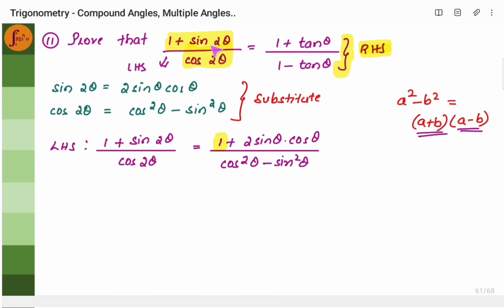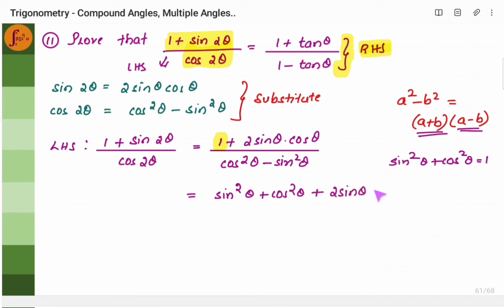Now, what we'll do, we'll substitute sin 2 theta. Sin 2 theta is 2 sin theta cos theta. Cos 2 theta is cos square theta minus sin square theta. We'll substitute both of these, then we'll get this one. So, now instead of 1, we can write sin square theta plus cos square theta is equal to 1. So, instead of 1, we'll put sine square theta plus cos square theta plus 2 sin theta cos theta.